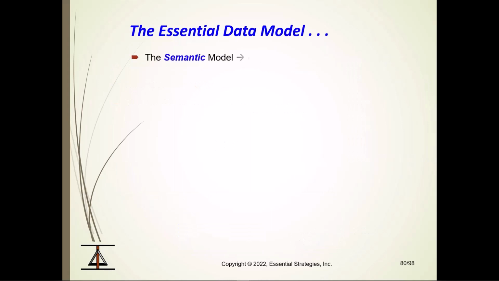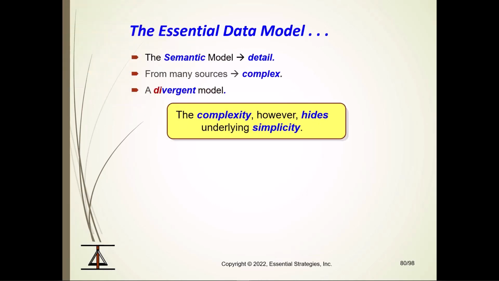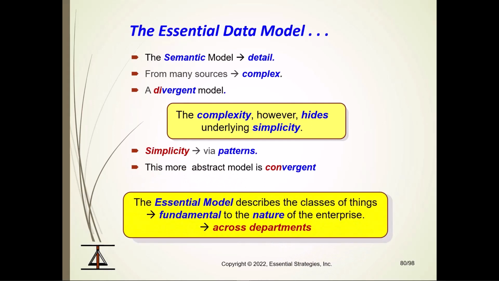Now, how do we come up with the essential data model? We saw the high level of detail in the semantic model. From many sources, that became a very complex model. What we called in Oracle days the divergent model. Complexity, however, hides underlying simplicity. Simplicity is discovered via patterns. This more abstract model is smaller and therefore convergent. The essential model describes a class of things fundamental to the nature of the enterprise across departments.